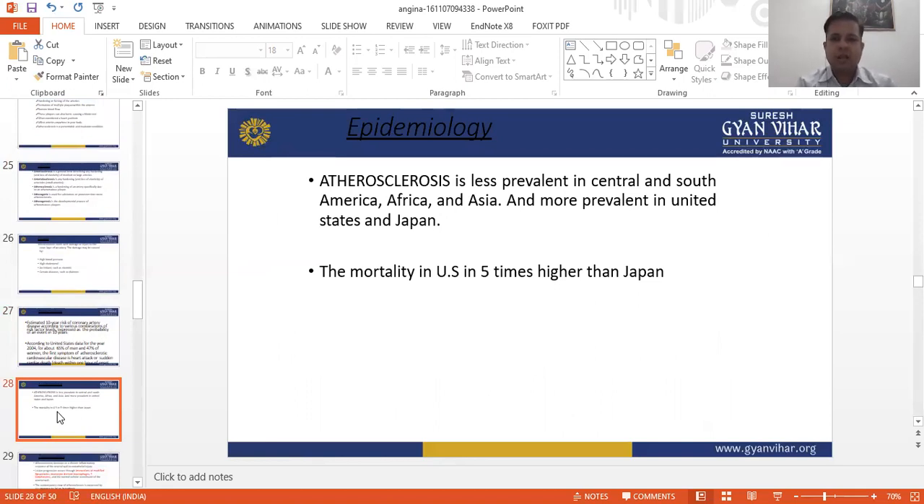Atherosclerosis is less prevalent in Central and South America, Africa, and Asia, and more prevalent in the United States and Japan. The mortality in the US is 5 times higher compared to Japan.